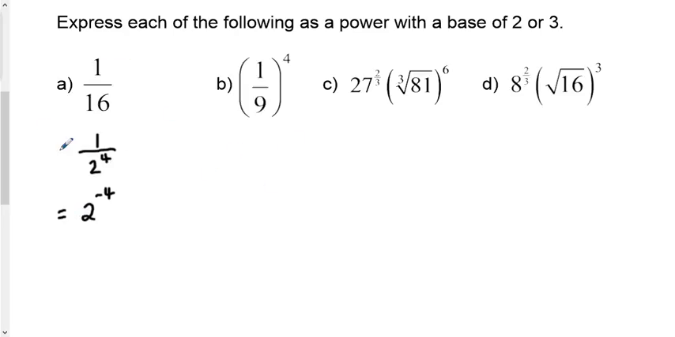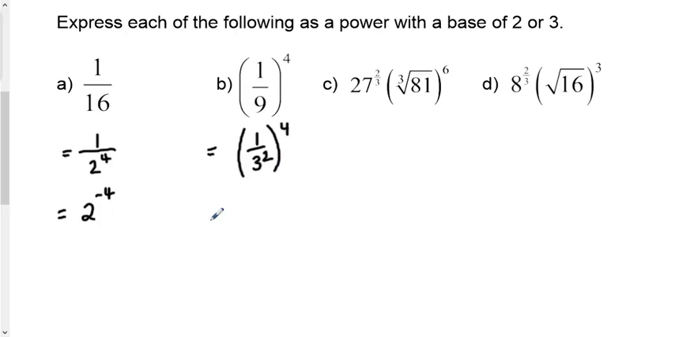In the second example here, we've got 1 over 9 to the 4. Again, I want to focus on the 1 over 9. Well, I know that 9 is a power of 3. So this is 1 over 3 squared, again to the exponent 4.